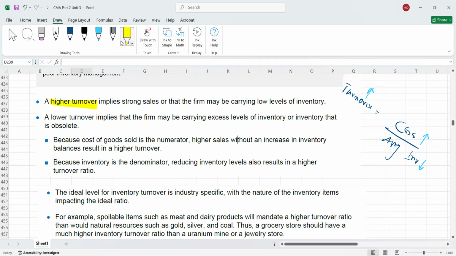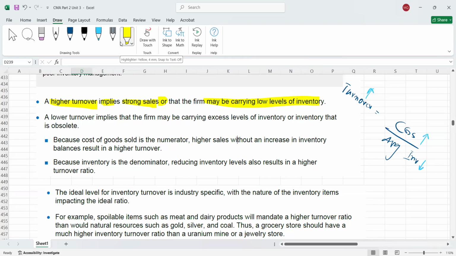High turnover implies strong sales. First thing, we have more sales, that's great. Or the firm may be carrying low levels of inventory. Because, as I told you, the turnover ratio could be higher only if cost of goods sold is higher, and cost of goods sold will be higher if your sale is high. This could be the reason. Or maybe the firm intentionally is carrying low inventory, so the denominator is lower. That could also result in a higher turnover ratio. Is that clear? Okay, then what?